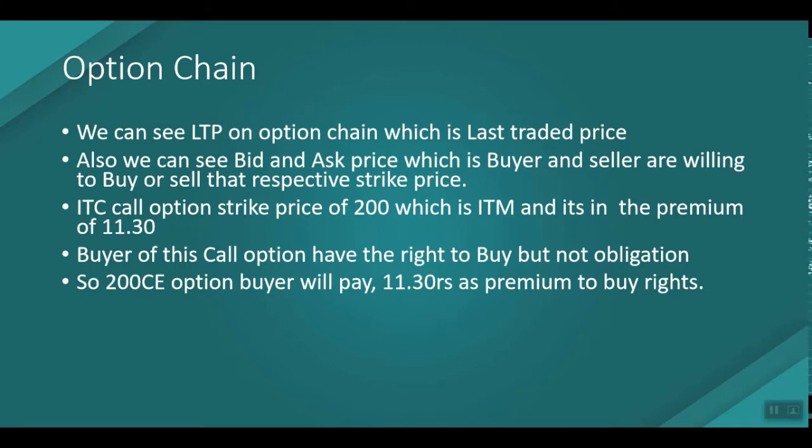So you can see that C, right? So the call option will be mentioned as CE and the put option will be mentioned as P. Okay, so make sure of that. Okay, so the 200 CE option buyer will pay 11.30 as premium to buy the rights.